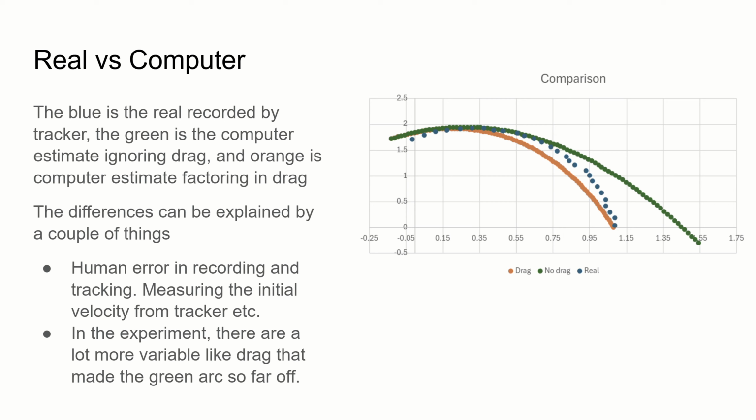The real versus the computer. The blue is the real motion found by Tracker. The orange is the estimate with drag, and the green is with no drag.